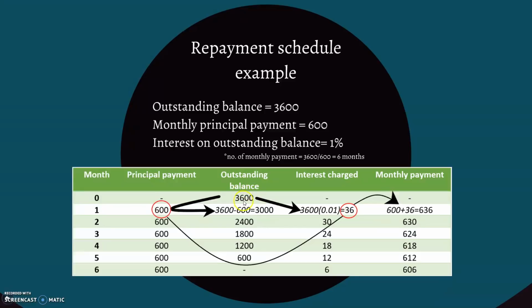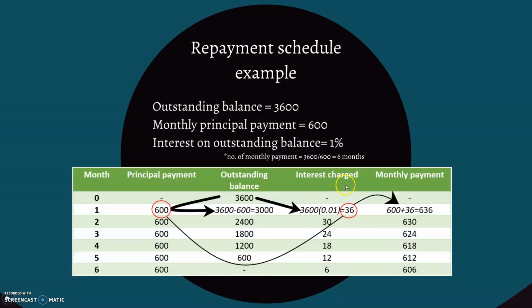And then let's try to calculate the outstanding balance and the principal payment. When you have made a payment of 600, the balance will be 3,000. And after that, another 600, 2,400. Another 600 subtracted, you will get 1,800, and so on until the end. There will be no outstanding balance.